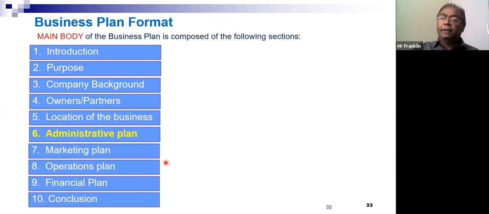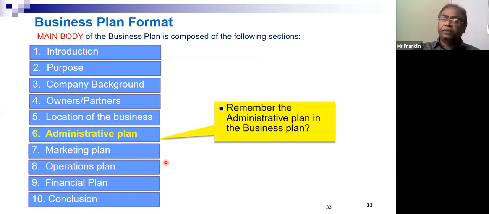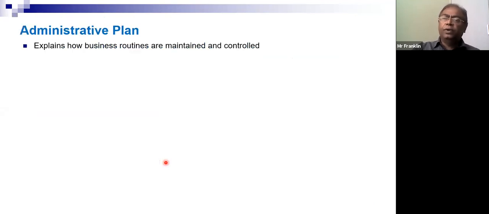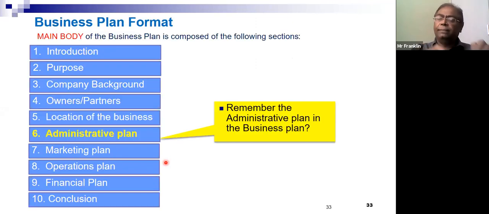Now, we looked at the administrative plan and the business plan, remember? In the administrative plan, now we're going to look at what you put in the business plan when you talk about the administrative part. What are the components we're going to study in this part, right?